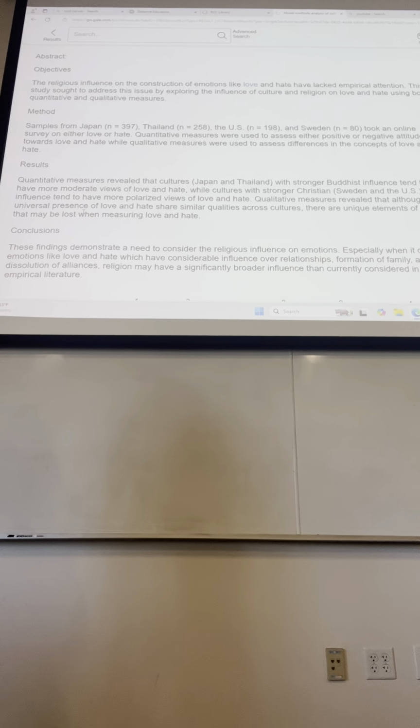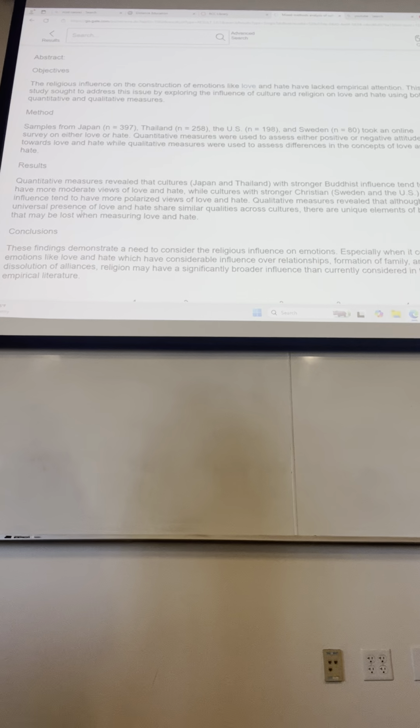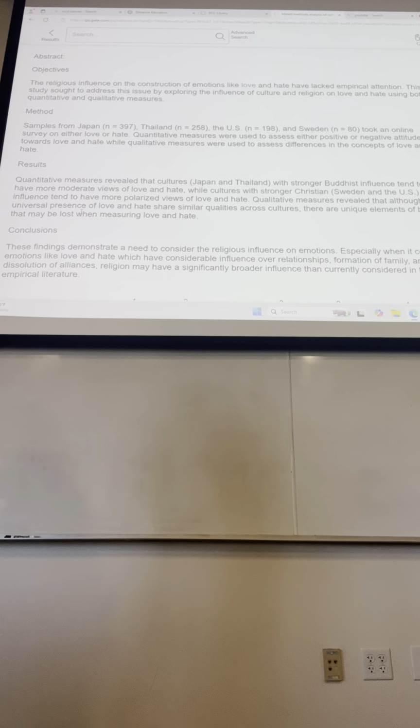So it's polarized in Sweden and the U.S. because we tend to prioritize what we want and need over the greater good. And while in Japan and Thailand, there's more moderate views because they prioritize the greater good of the community or the relationship over their own needs.